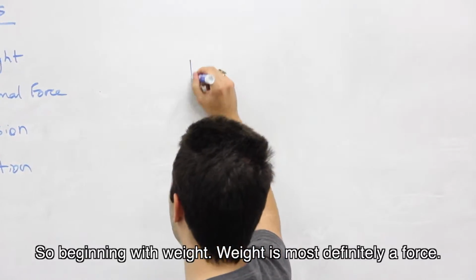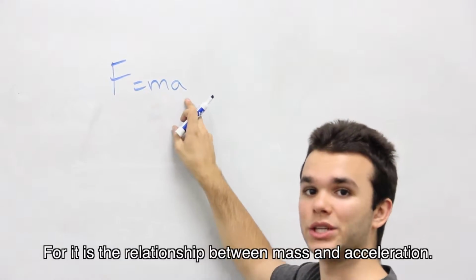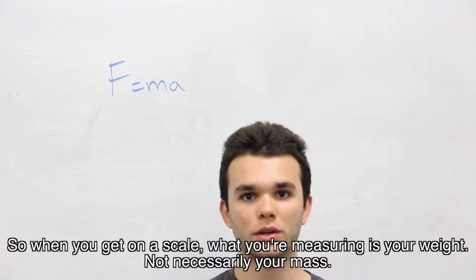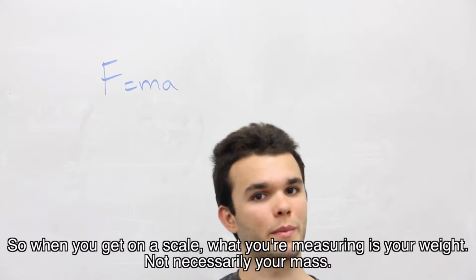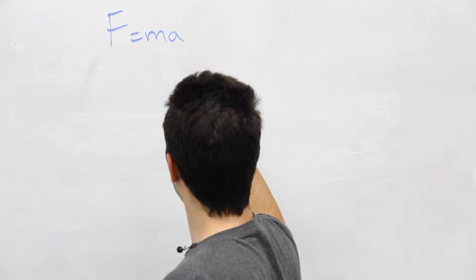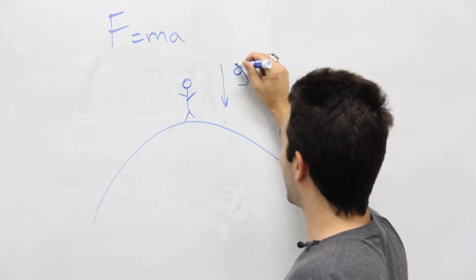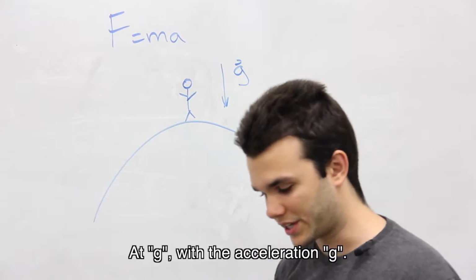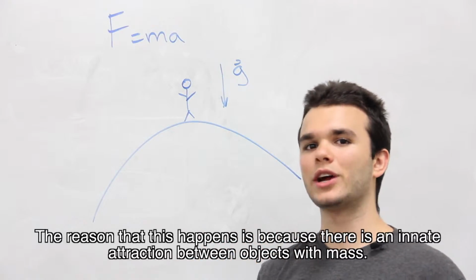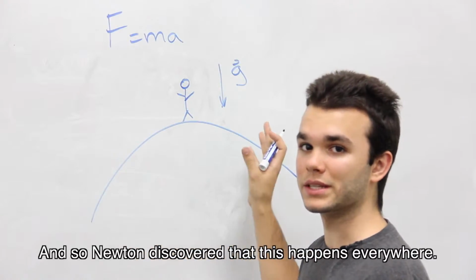Weight is most definitely a force, for it is the relationship between your mass and the acceleration of gravity. So when you get on a scale, what you're really measuring is your weight, not necessarily your mass. You're being pulled by the earth with the acceleration g. The reason why this happens is because there is an innate attraction between objects with mass. And so Newton discovered that this happens everywhere.